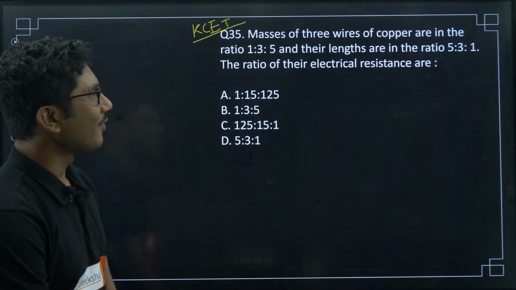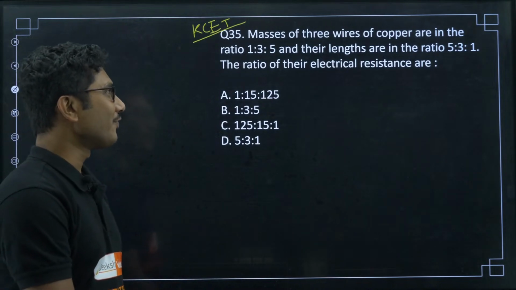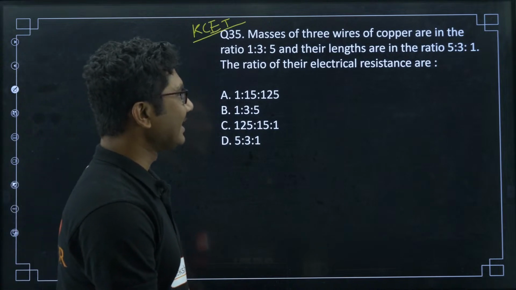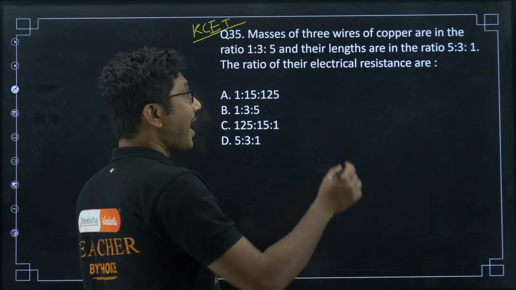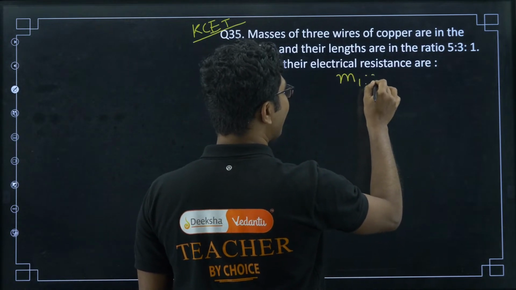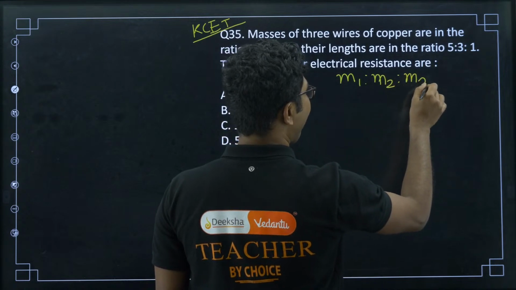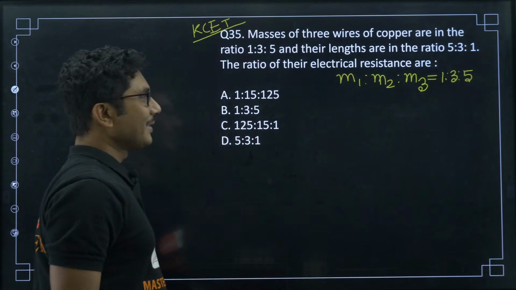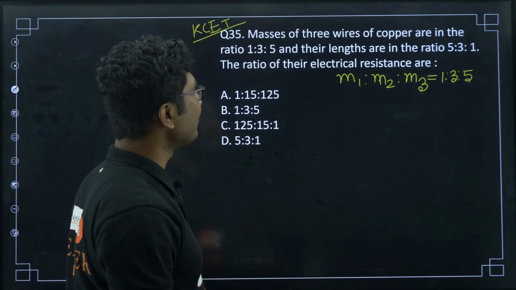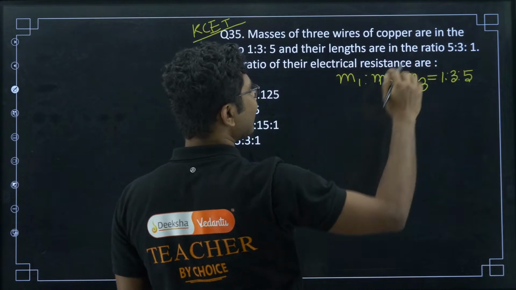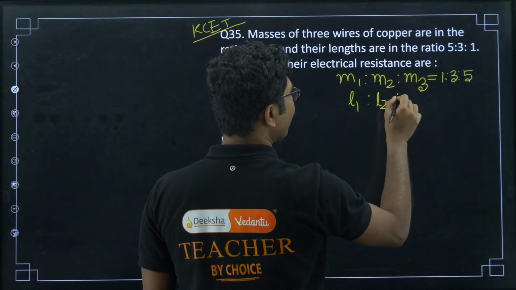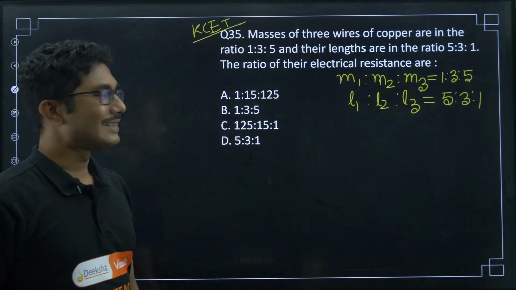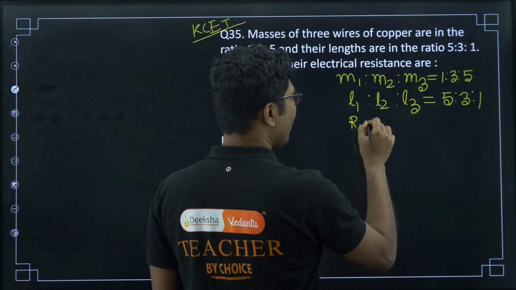Masses of 3 wires of copper are in the ratio 1:3:5 and their lengths are in the ratio 5:3:1. The ratio of their electrical resistances are? Okay, so remember that masses M1:M2:M3 equals, even I forgot the answer. I solved it a long time back, but I forgot the answer. So masses are in the ratio 1:3:5 and their lengths L1:L2:L3 are in the ratio 5:3:1. Okay, this is given and they have asked what is the ratio of their resistances.